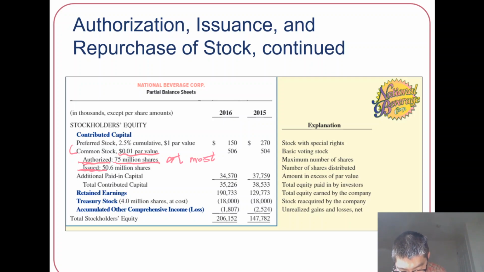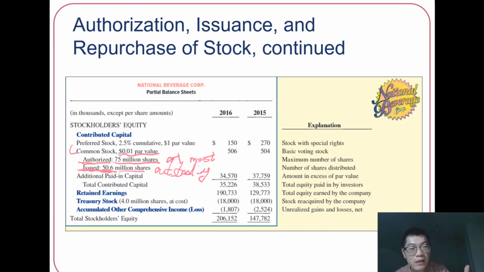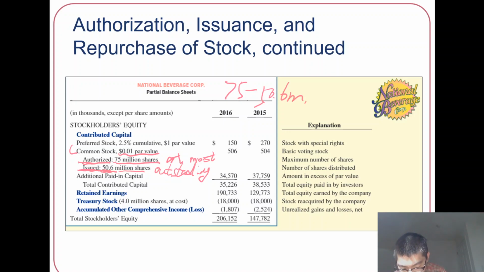And here is issued, which you can also say is outstanding, meaning the number of shares circulated on the market, that is 50.6 million shares. So out of 75 million authorized shares, the company has issued 50.6 million shares to the market up to now. The shares left authorized but not yet issued are 75 minus 50.6 million. And this 4 million shares is treasury stock.